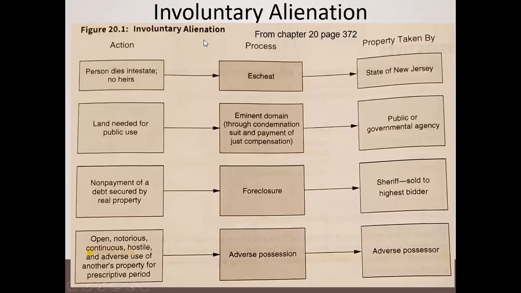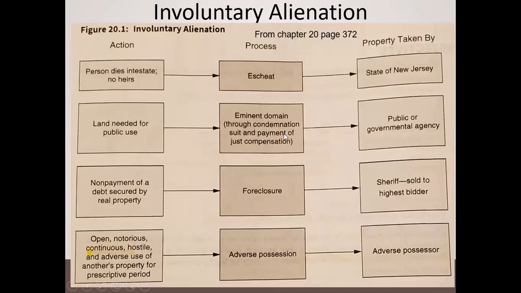All right, here are some different forms of involuntary alienation. If a person dies intestate, that means without a will, and no heirs, through the process of escheat, the state will take the property if no heirs step forward, right? Then, if land is needed for public use, how does the public acquire that land? They do so using their powers of eminent domain. And when they take the property through the court system, it's called condemnation.